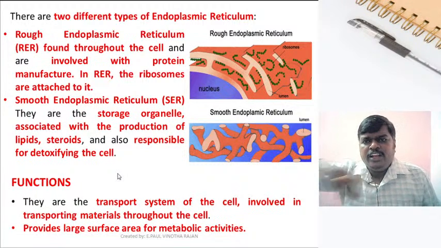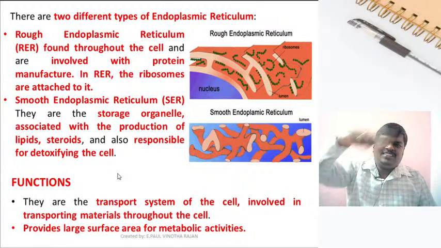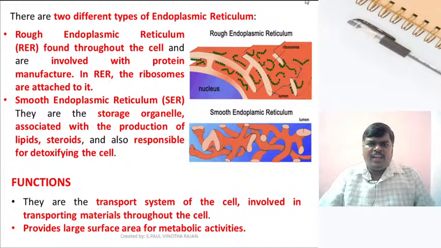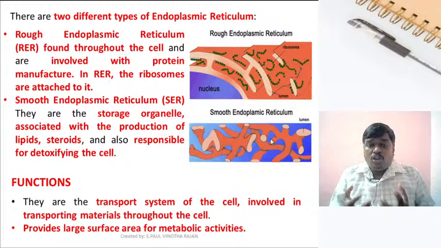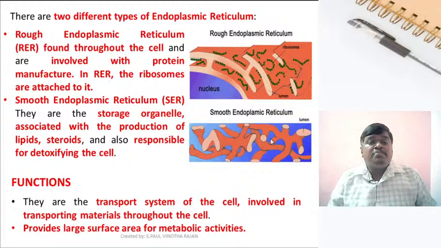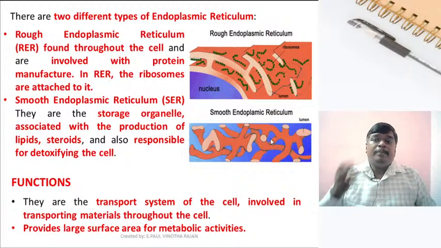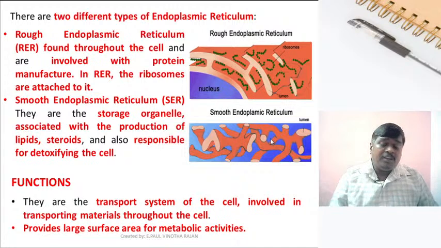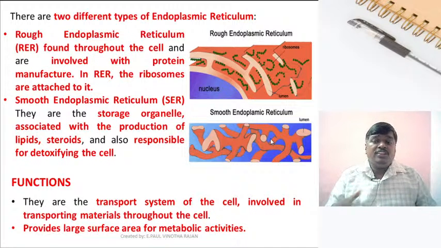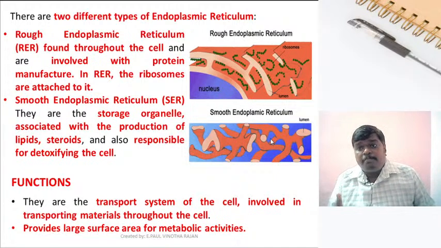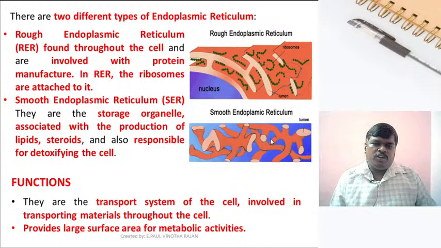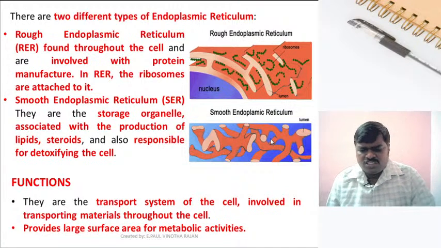And the endoplasmic reticulum is made up of cisternae, the foldings. It has a lot of foldings. So that provides a lot of surface area for various metabolic activities. For example, protein synthesis, lipid synthesis, steroid synthesis, everything is done within the space provided by the endoplasmic reticulum. So that is about the main functions of ER.